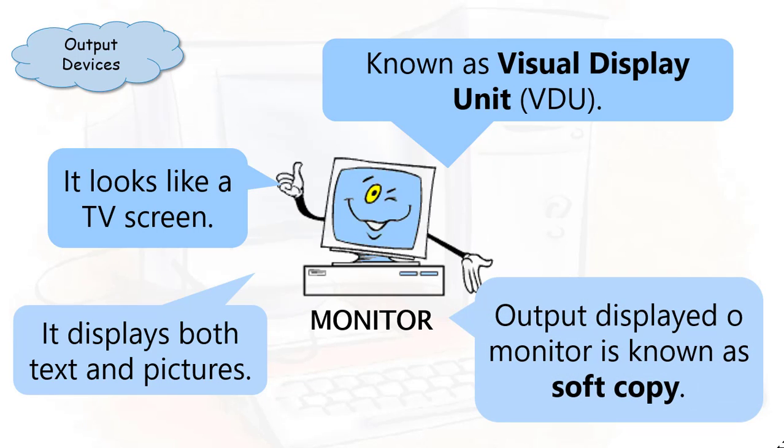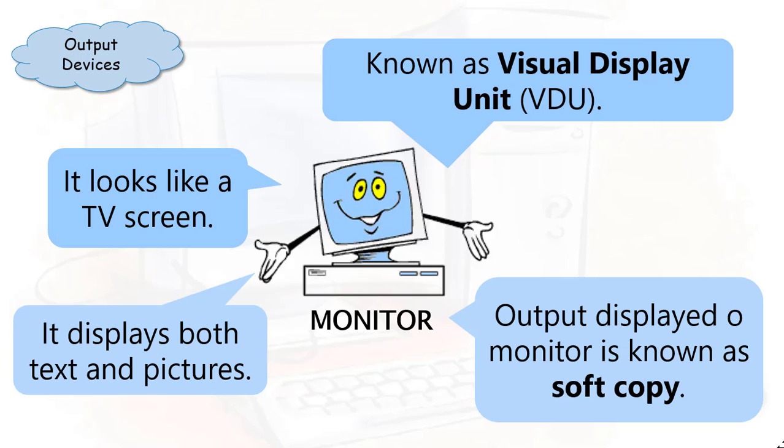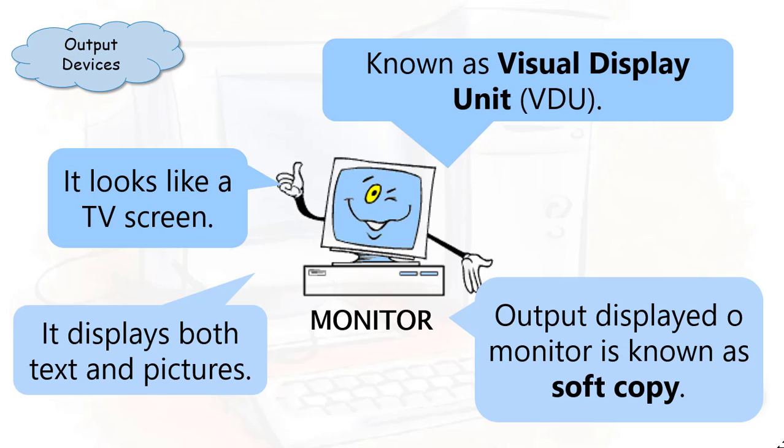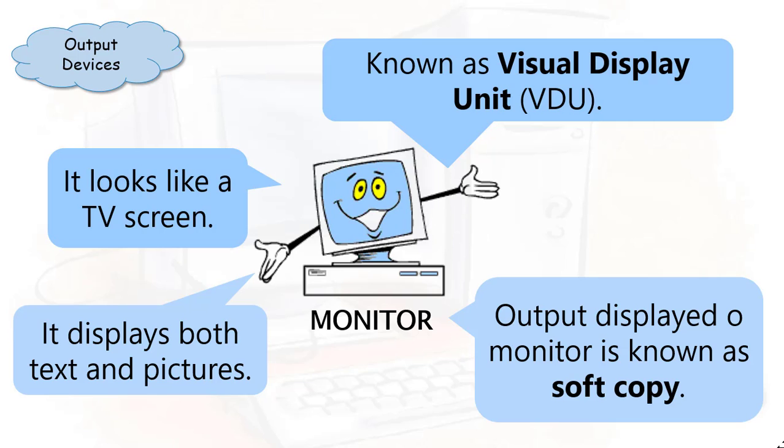Output displayed on the monitor is known as a soft copy. The output that we can see on the monitor is known as a soft copy.